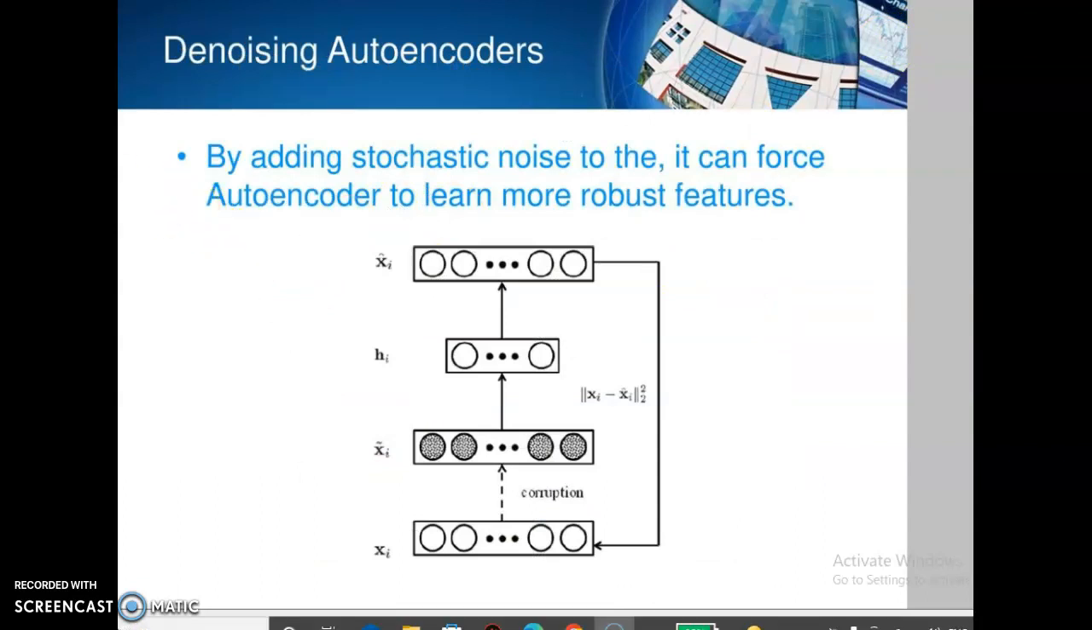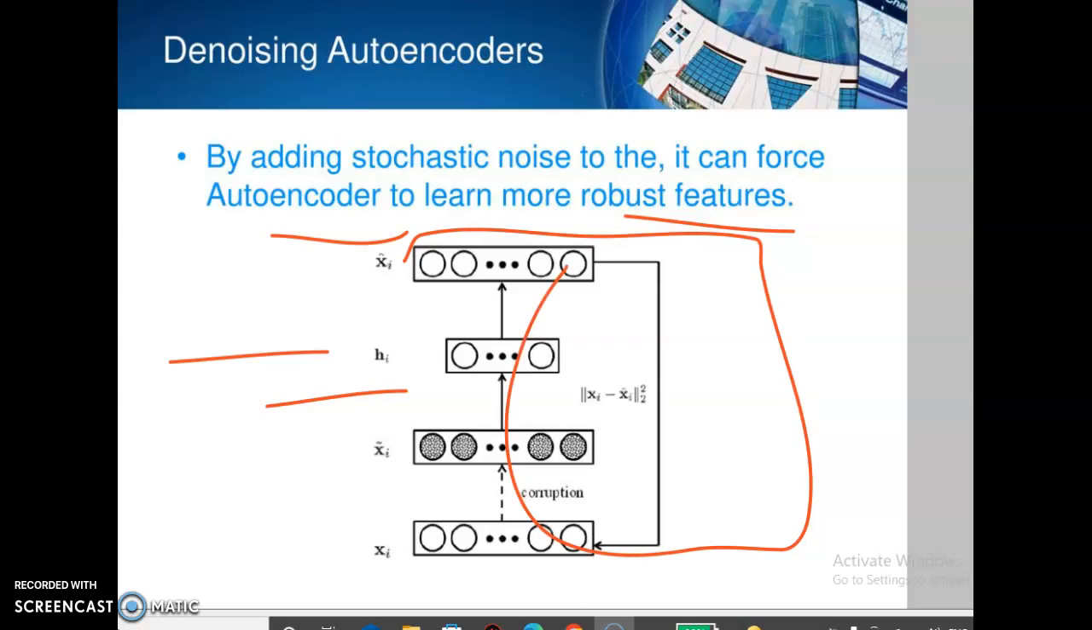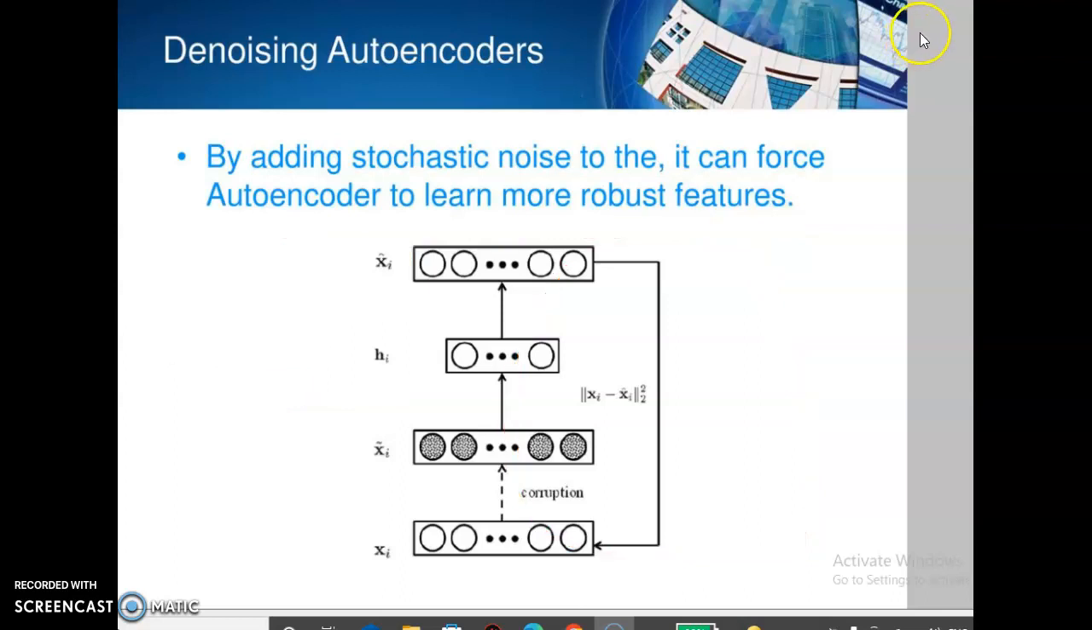Denoising autoencoders. By adding stochastic noise to the input, we can force the autoencoder to learn more robust features.